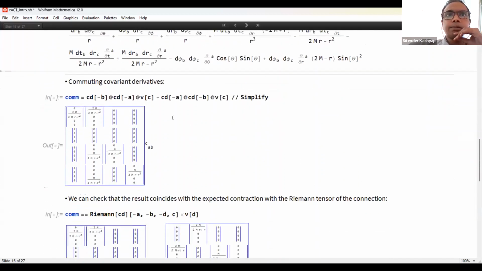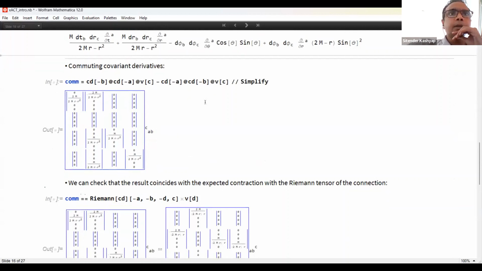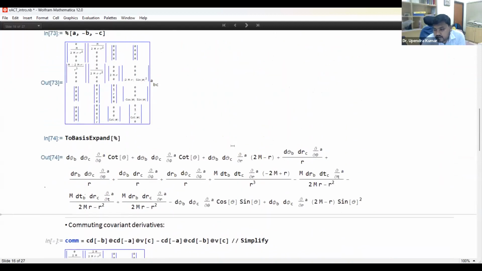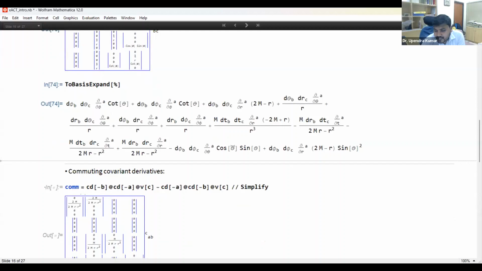Now there is one question in the chat box: does xAct follow Wald's book for notations and all? Yes, it does. And one more question, from Sanket Thakur, is whether we can find Killing vectors of the metric. I have not used this, but I think there must be. This is my guess, but it must be. I'll find out and give the answer tomorrow.